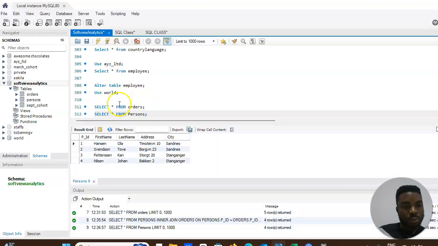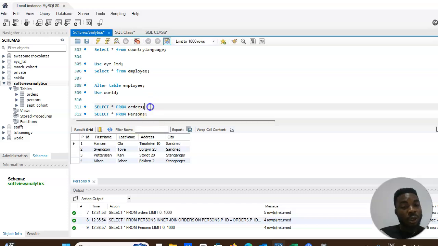Now let's see how the person's table looks once again, right? This is the person's table. You see that it has PID, and the person's ID as 1, 2, 3, 4, right? But if you look at the person ID on the orders table, you will see that 2 is not there and 4 is not there.